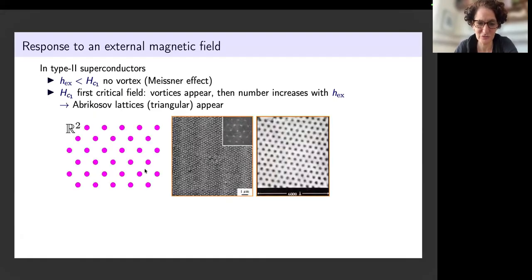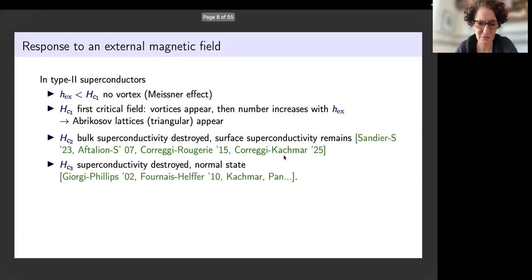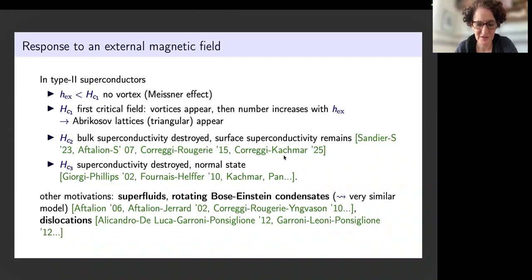And in a sort of 2D situation, if you looked at a cut or at a thin film, then you would see these triangular lattices of vortices. In fact, they are called the Abrikosov lattices. Okay, and then you can continue increasing the field, and you get to another range of situations that are a bit less important for us. And as I said, this works for superconductors, but also models very close to models for superfluids, rotating Bose-Einstein condensates, etc.